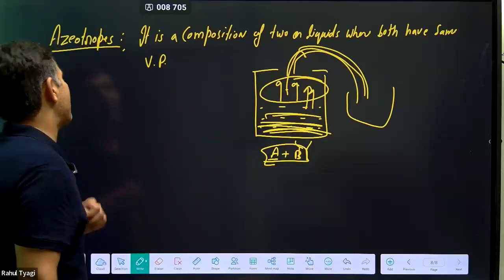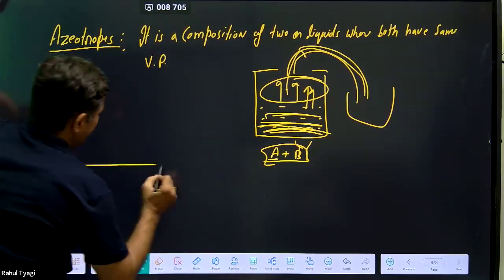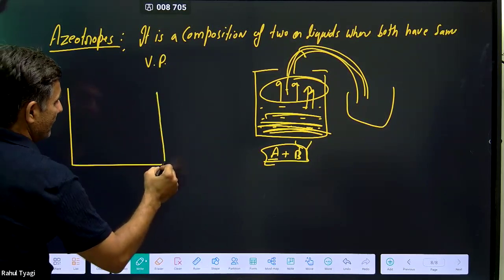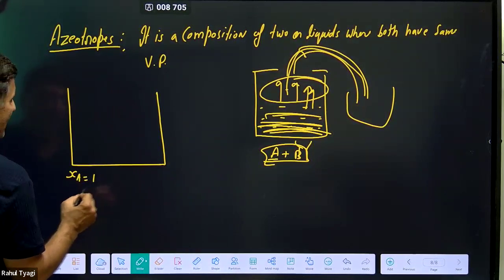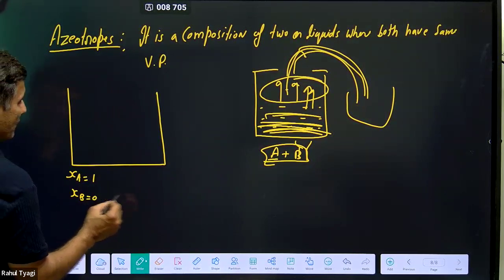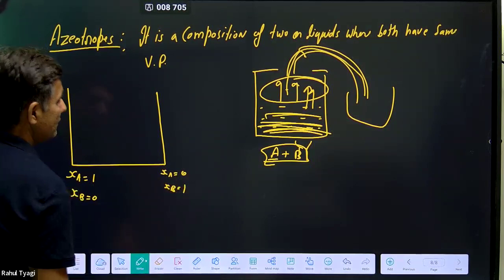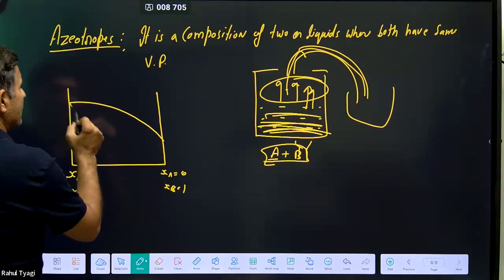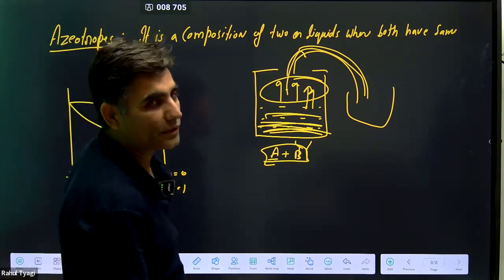Suppose I draw a graph like that. XA is equal to 1, XB is equal to 0, XA is equal to 0, XB is equal to 1. Might be the graph is like that. Got it? Think about this graph.